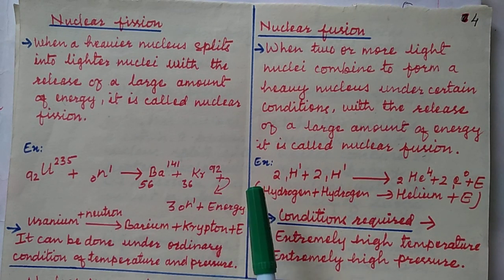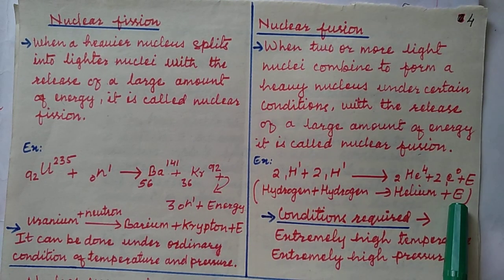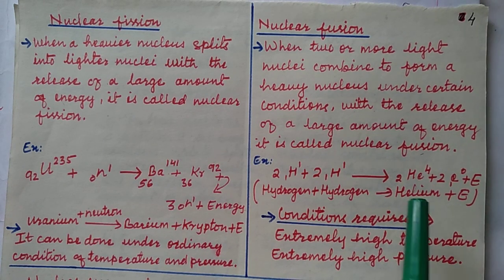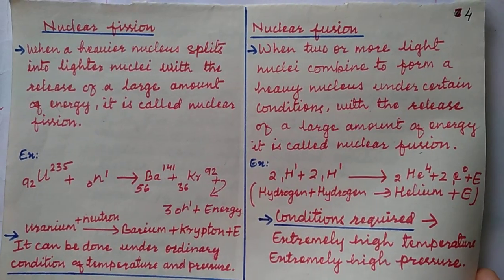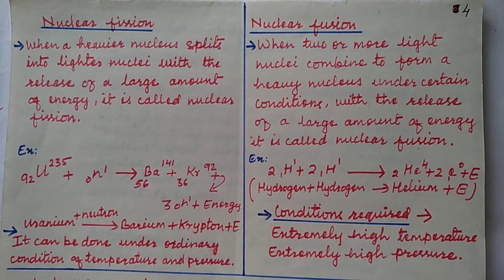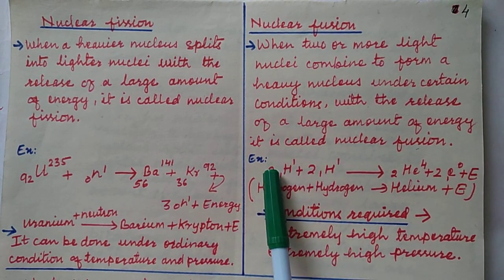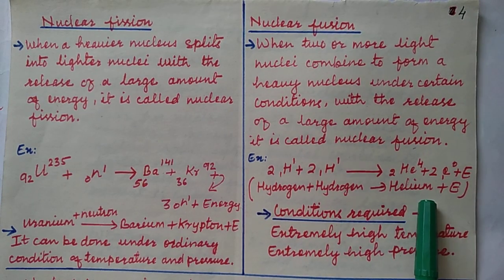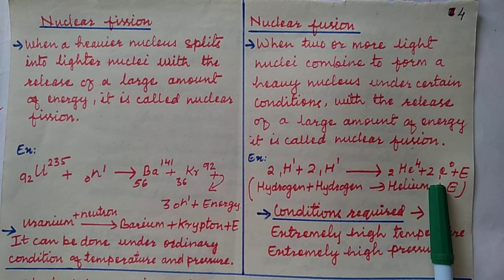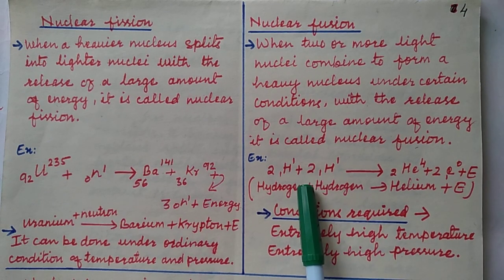For example, hydrogen atoms combine together to form a helium atom, and at this time a large amount of energy is produced, which is called nuclear energy. So this is an example. This reaction occurs in the sun. Due to nuclear fusion, a tremendous amount of heat and light is produced in the sun. So hydrogen atoms, 2 1 H1, 4 atoms of hydrogen in total, combine together to form one atom of helium with the liberation of a positron particle and a large amount of energy. So this is the example of nuclear fusion.